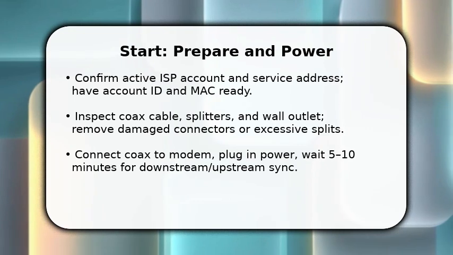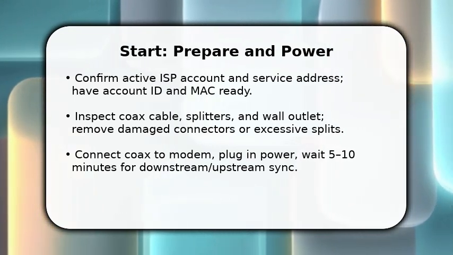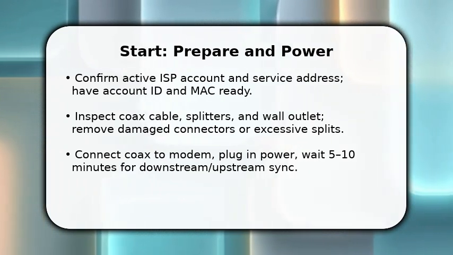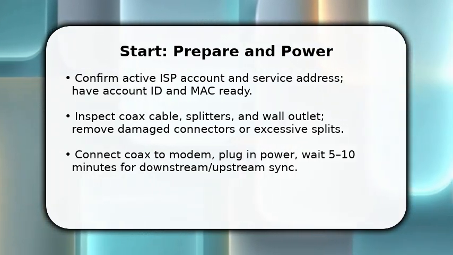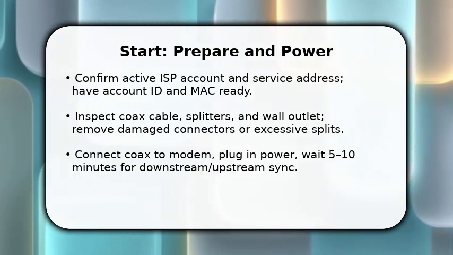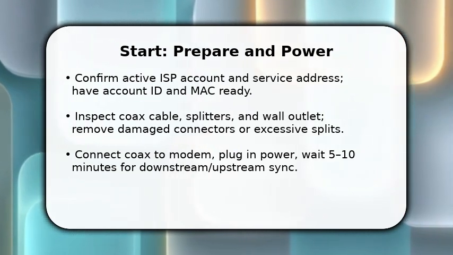You begin by confirming your ISB account and noting the modem MAC. This avoids activation delays. Next, inspect the coax path. Damaged cable or too many splitters degrades signal, so replace or simplify it. Once done, attach the coax to the modem and plug it into power.